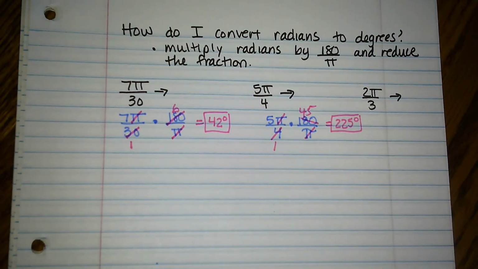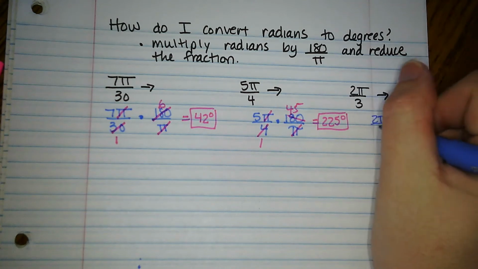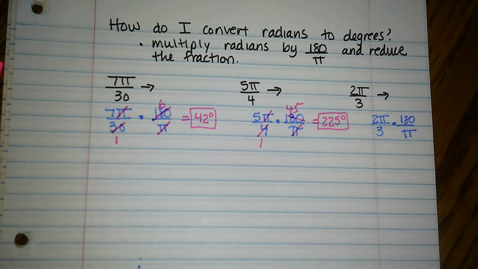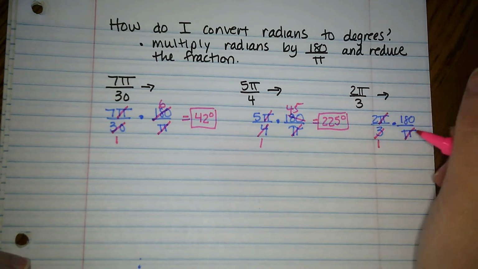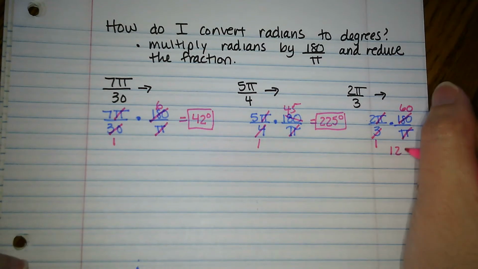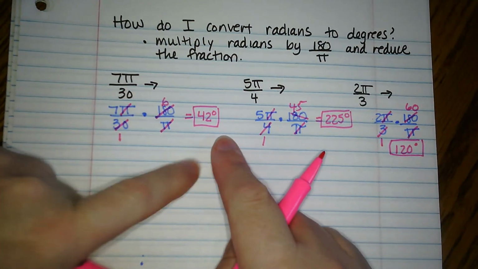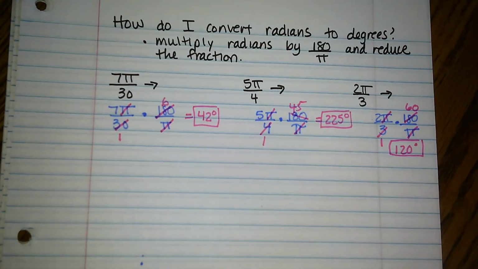I've got one more here for you, and then I need to show you the finale on the same video, of course. This one, 2 pi over 3. We're going to multiply that by 180 over pi and cancel. So the pi's cancel, the 3 goes into 180 60 times, and 2 times 60 gives me 120. So I just showed you how to get from radians to degrees. In the last video, I showed you how to get from degrees to radians, and notice the answers all match. So this is foolproof. This is the way you do it.